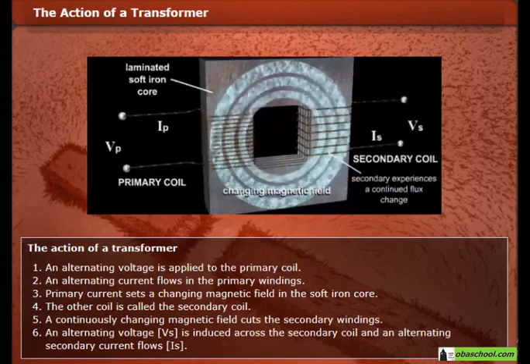5. A continuously changing magnetic field cuts the secondary windings. 6. An alternating voltage, Vs, is induced across the secondary coil and an alternating secondary current flows, Is.